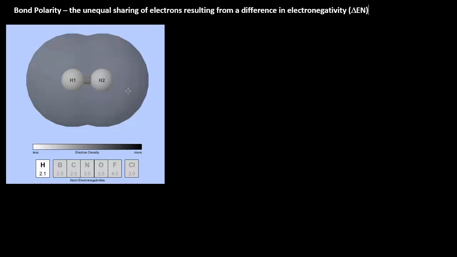So on the screen here you can see I have an H2 molecule, and this is what's known as an electron density map. Basically it draws a big blob around either of the atoms, showing where the electron density is found. Right, so the darker the blob, the more electrons are found on a particular atom.